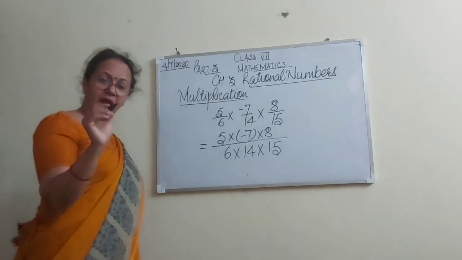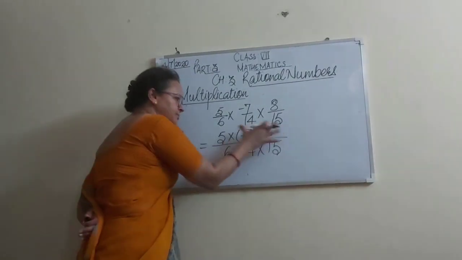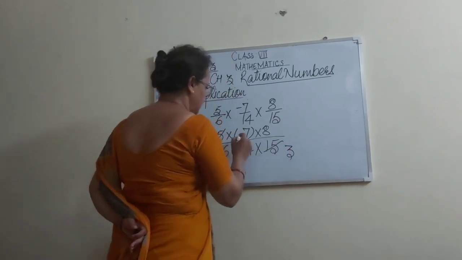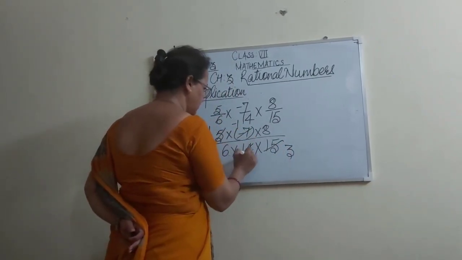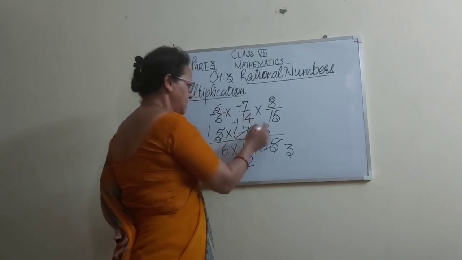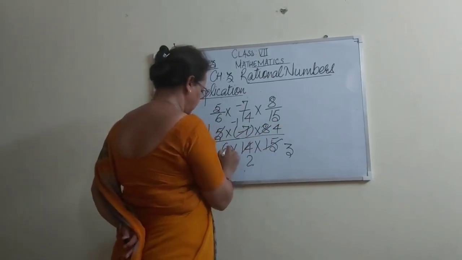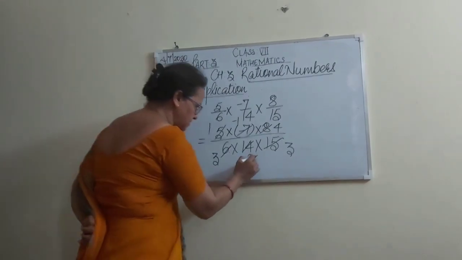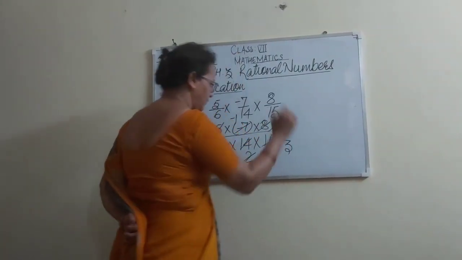The easy way I want to tell you, no need to multiply all. 5 ones are 5, 5 threes are 15. 7 ones are minus 1 and 7 twos are 14. That's right. 2 fours are 8 and 2 threes are 6. Whatever remaining numbers are there, this is also cancelled out. 2 twos are 4. That's right.